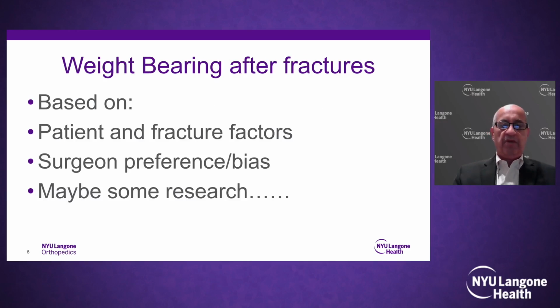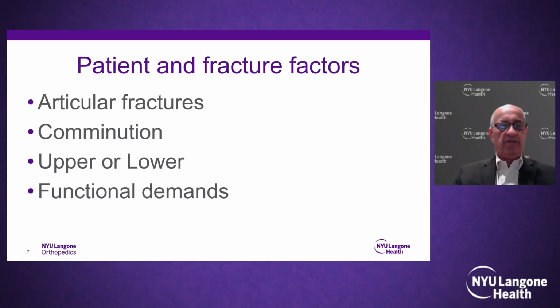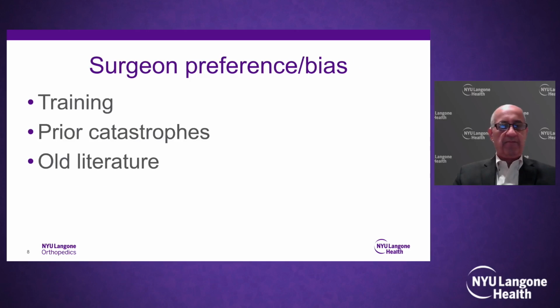So how about weight bearing after fractures in general? What is this based on? It should be based on patient and fracture factors. Unfortunately, it's also based on surgeon's preference and bias, and maybe some research, right? So what are the patient factors? Well, whether the fracture is articular, how much comminution there is, whether it's upper or lower extremity, and what are the functional demands or needs of the patient who has a fracture, and therefore what needs to be done, right?